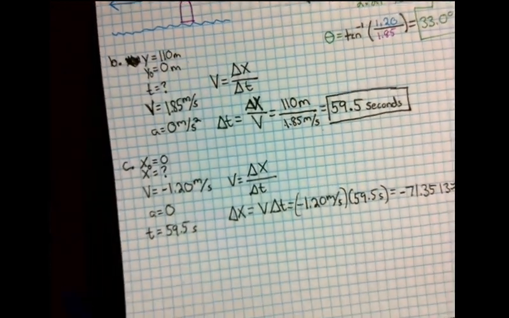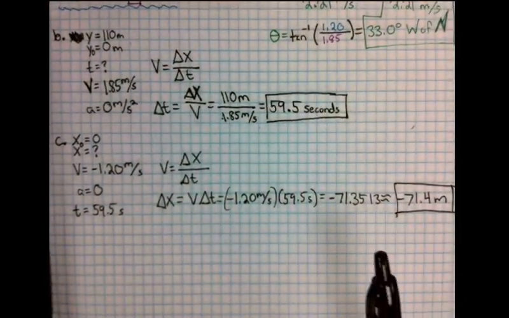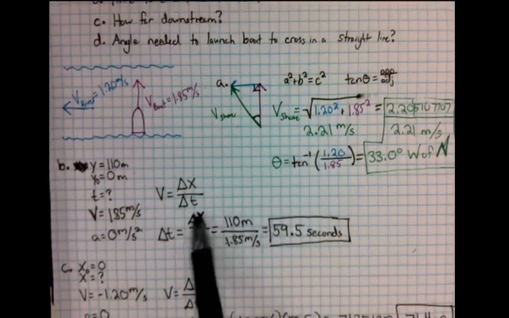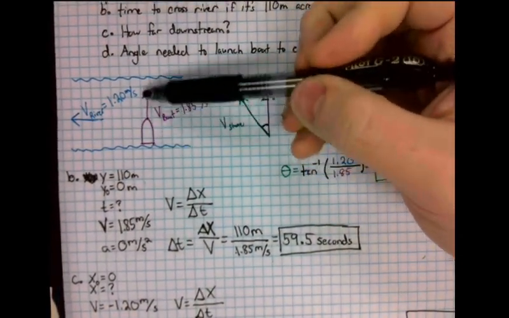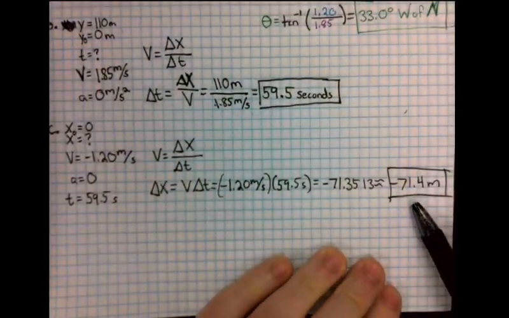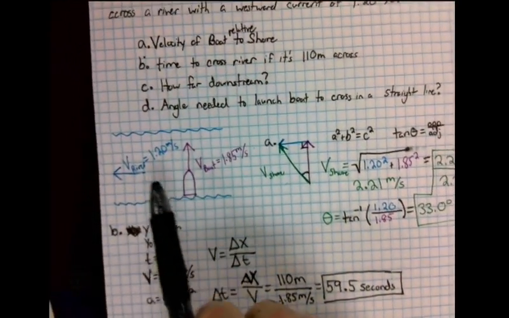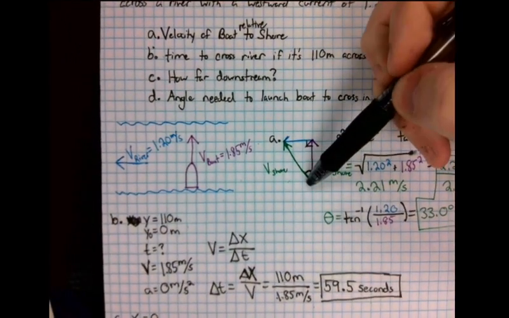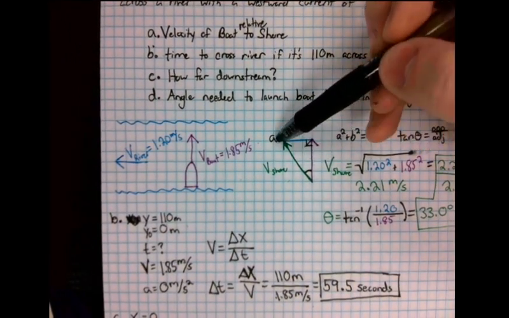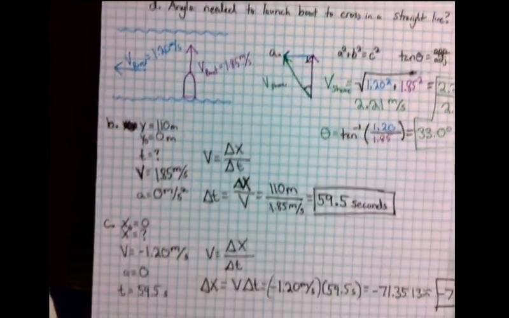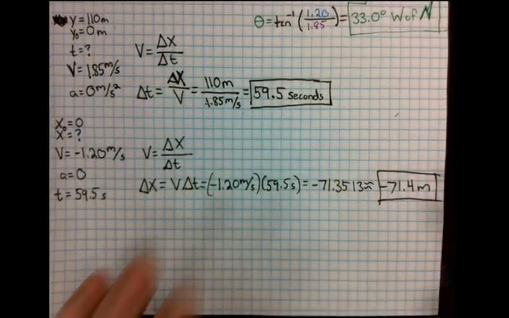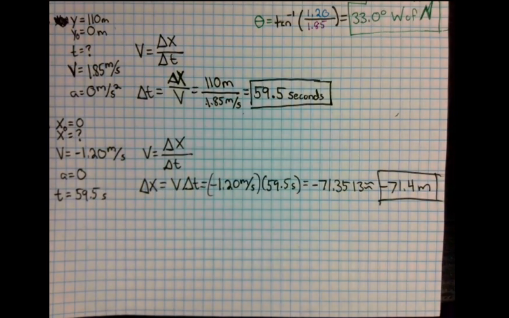So in trying to travel across, if you point your boat directly straight across the stream like they're doing here, you will actually end up 71 meters downriver. This arrow here will actually take you 71 meters this direction to do that. And maybe that's not what you want to do. Maybe you do want to actually go straight across.